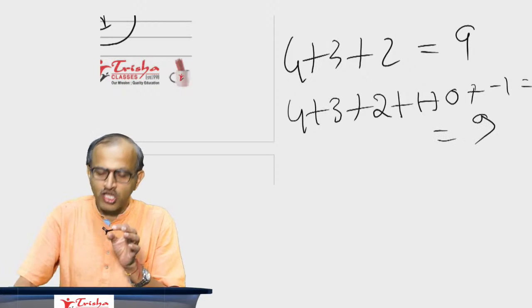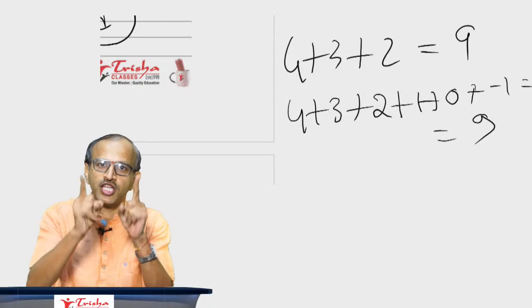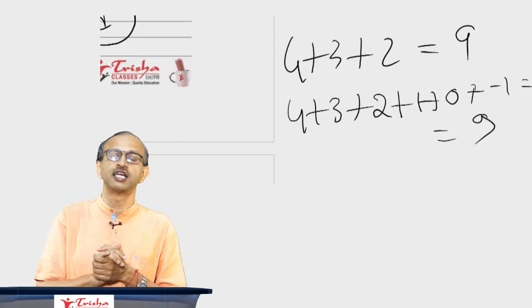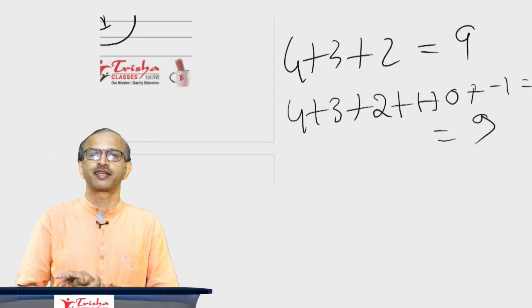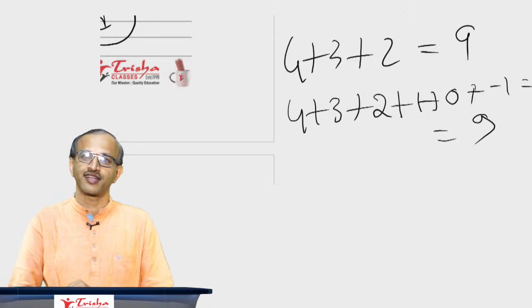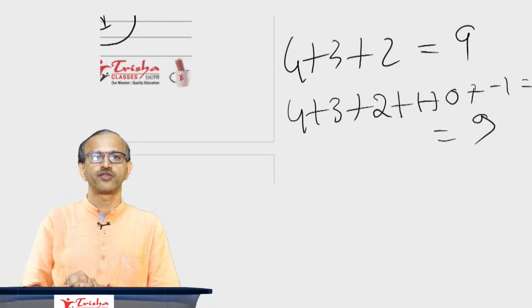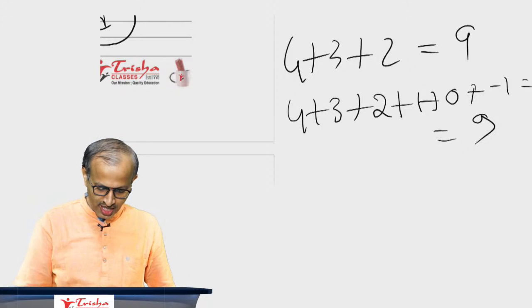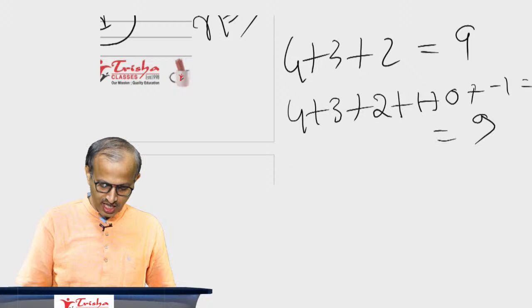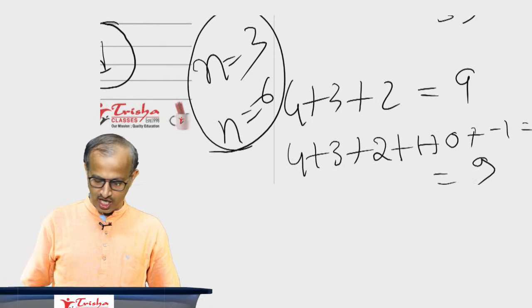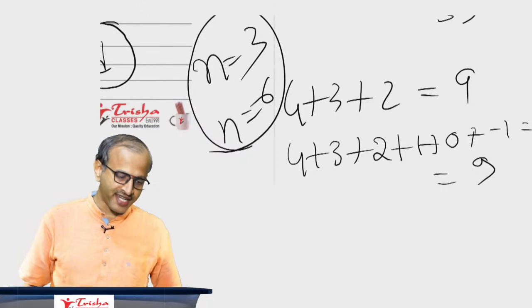Tell me whether both are in AP. Both are in arithmetic progression. Both series are in AP, with 1 less each time. In both cases the total is 9. Tell me how many terms make the total 9 now. So n is equal to 3 or n is equal to 6.